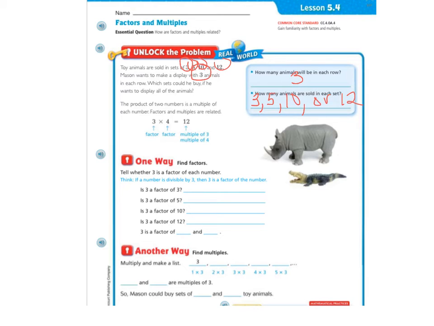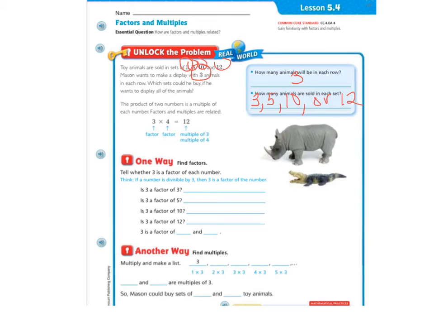Then it says the product of two numbers is a multiple of each number. So factors and multiples are related. So look at their example. 3 times 4 equals 12. 3 and 4 are factors that multiply to get 12. So 12 is a multiple of 3 and a multiple of 4. Remember, multiples are found by multiplying the given number times a counting number.